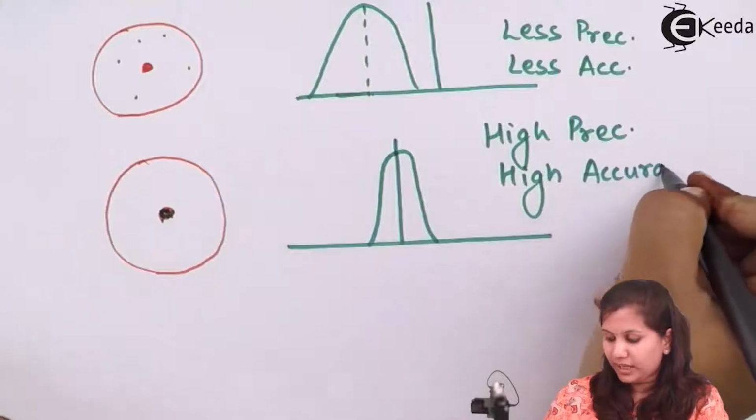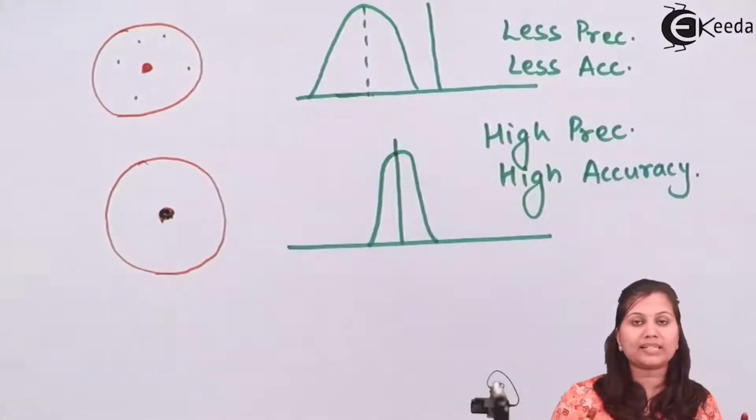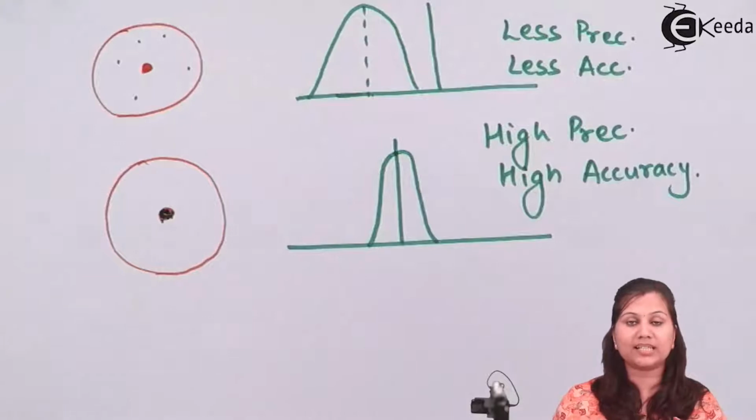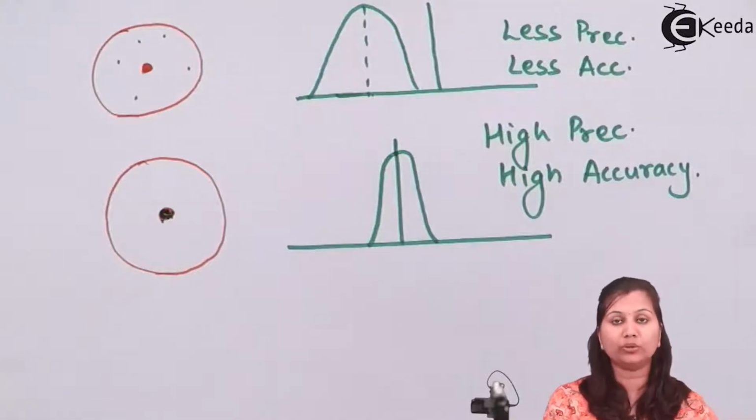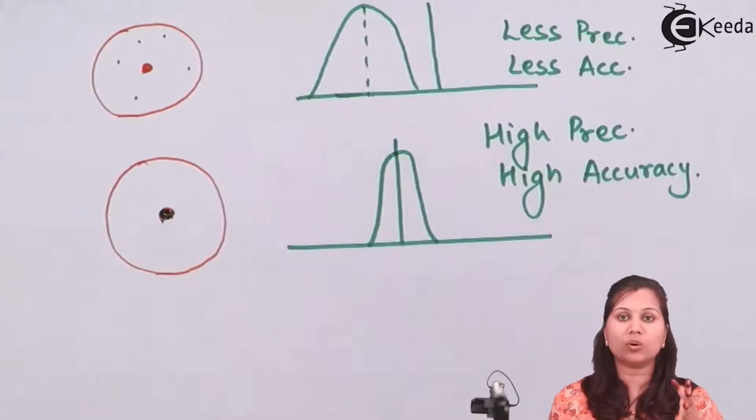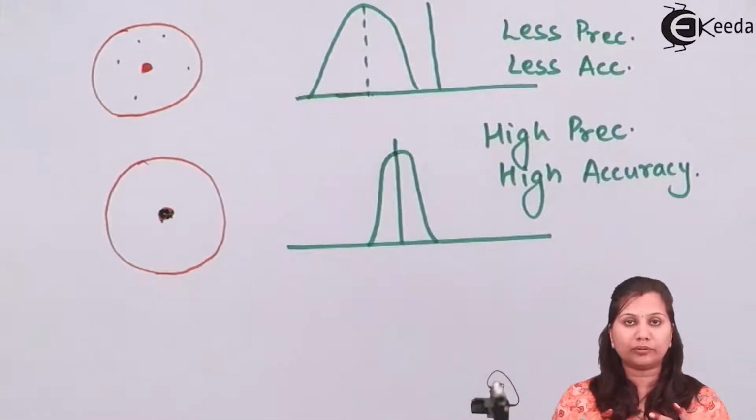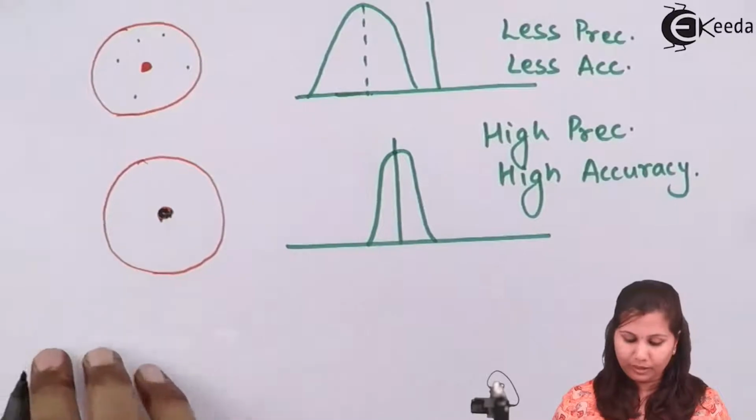So in this way, you can understand the difference between accuracy and precision: accuracy is the closeness to the true value, whereas precision is the closeness of the values with each other. Okay. Now, as in the case of accuracy, which we said is expressed in three ways, likewise precision is also described by two characteristics. One is conformity and the second is significant figures.